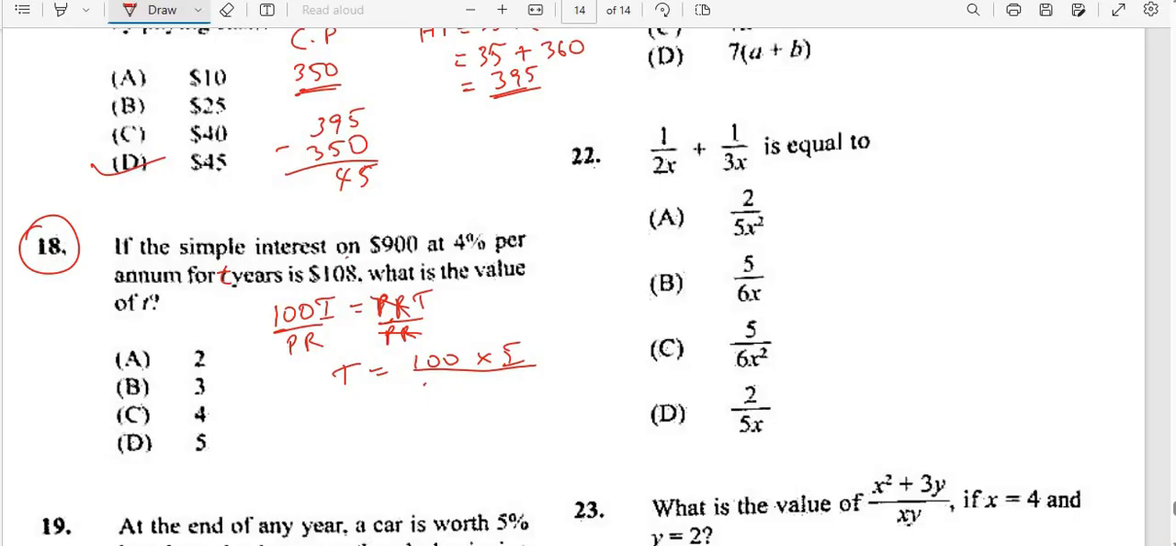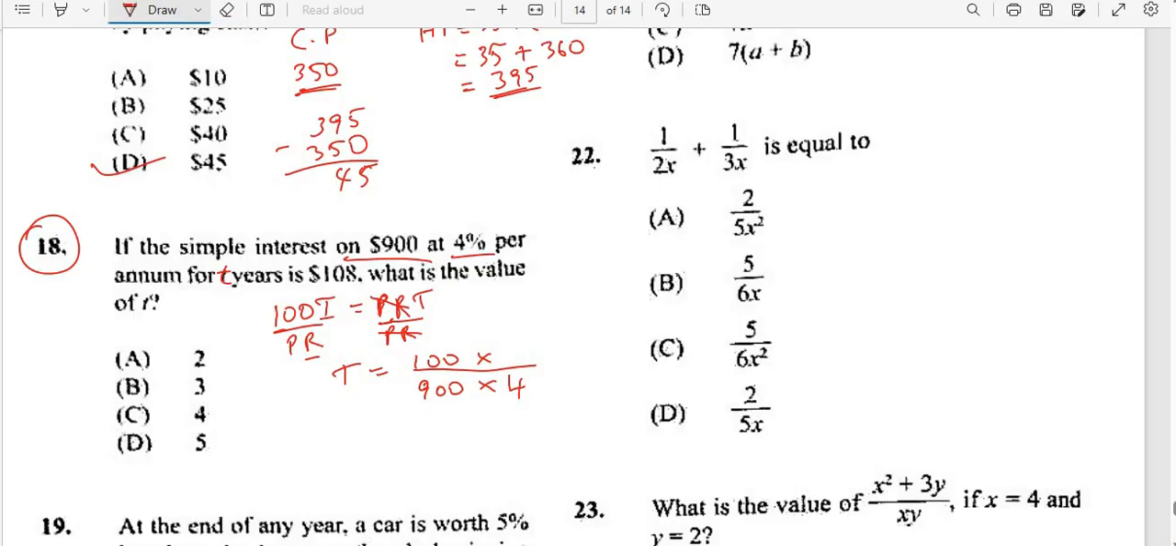And the principal here, it says simple interest on $900. That's the principal, the amount you invest or borrow. And the rate is 4, so that's the R. The rate is 4%. I noticed I left the I unchanged, so I'm going to remove the I and put the actual value for I.